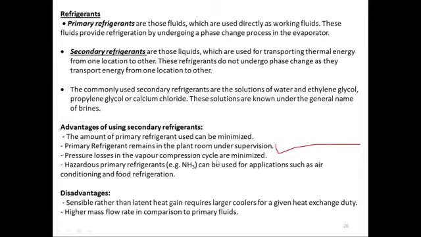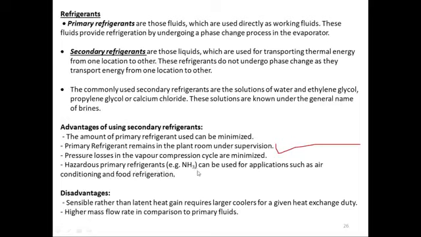Pressure losses in the vapor compression cycle are minimized, of course, because your primary refrigerant is running on a smaller circuit, so the pressure loss will be smaller. The secondary refrigerant you don't need to compress, you only pump it throughout the building, so the energy required for pumping will be smaller. So the bigger circuit is the secondary refrigerant, which is working on the pump, and the smaller circuit is the primary refrigerant, which is working on the compressor. Hence the pressure losses will be smaller.